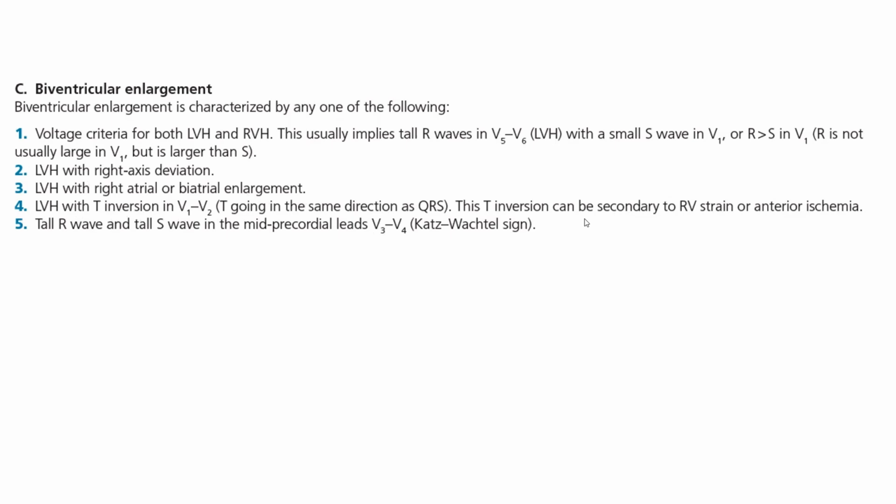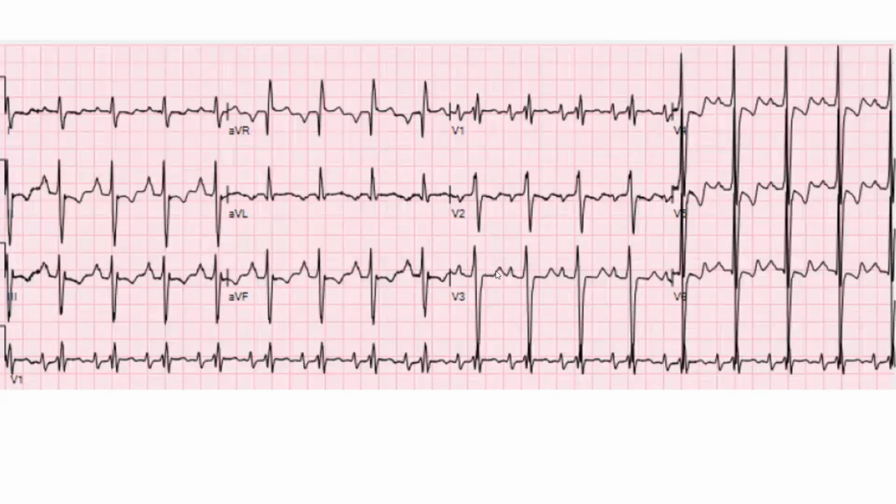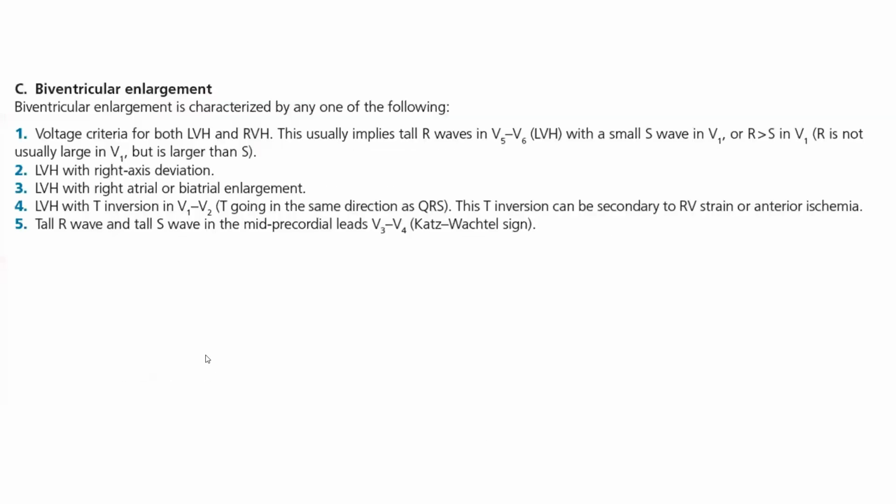Although T inversion in V1 and V2 and ST depression in V1, V2 could be RV strain, it could also be anterior ischemia. So we have to analyze it in context. That concordant ST depression could be right heart strain or could be ischemia. In this EKG context, it is clearly right heart strain, but in another context, it might be anterior ischemia. And the fifth feature is tall R and tall S in mid or lateral precordial leads, the Katz-Wachtel sign.